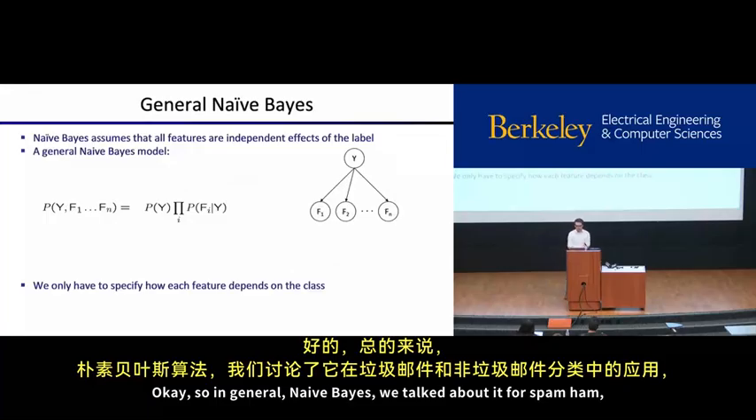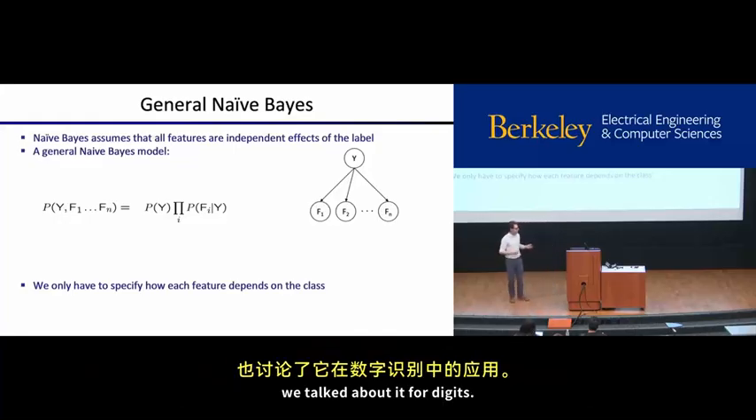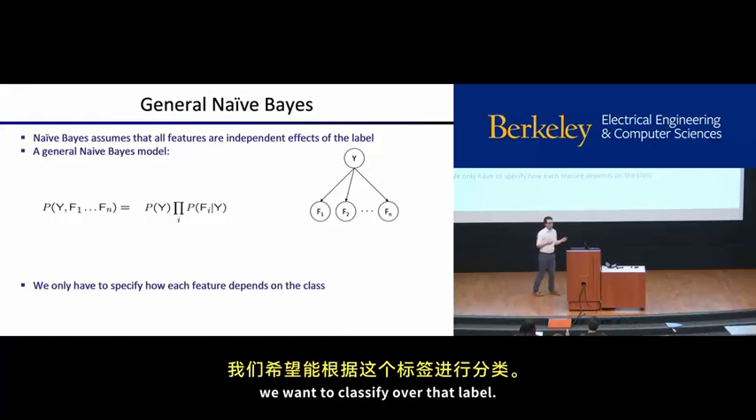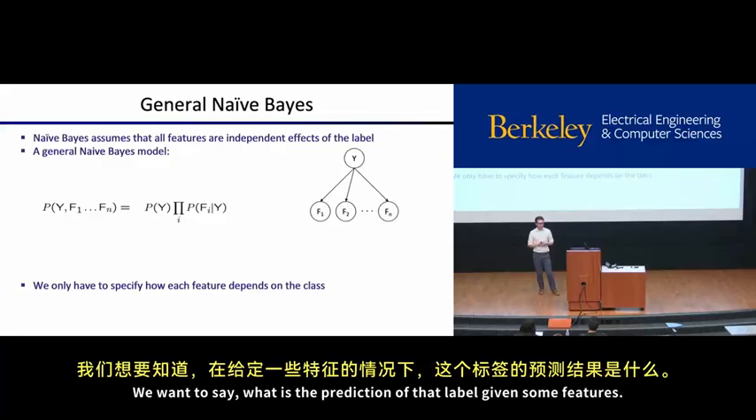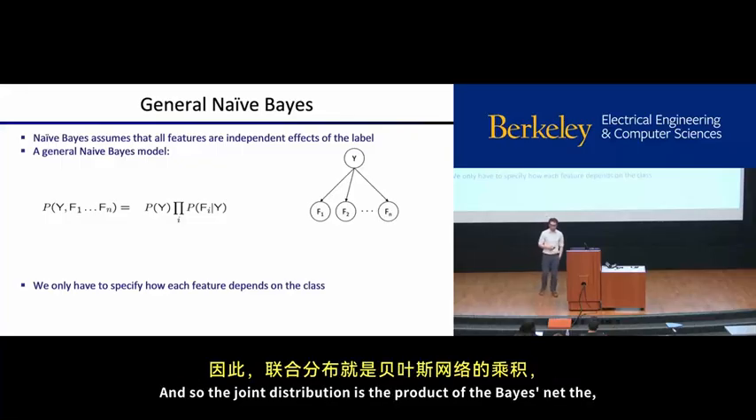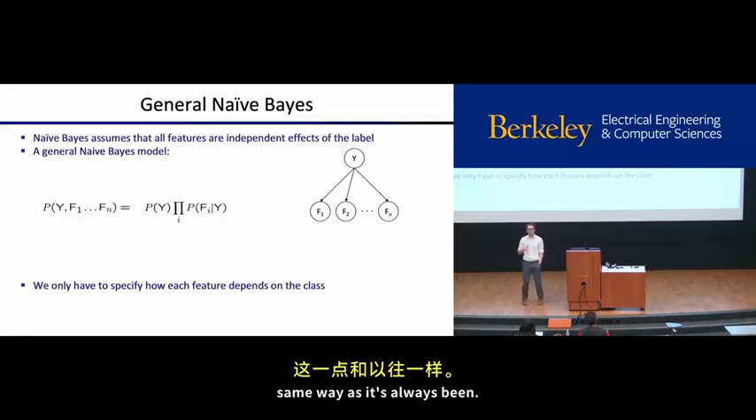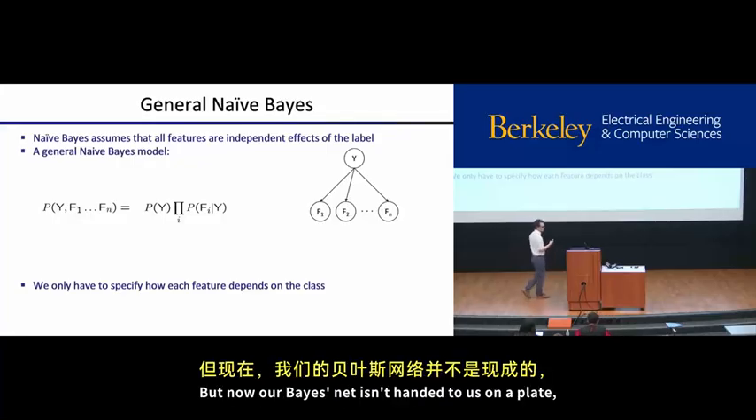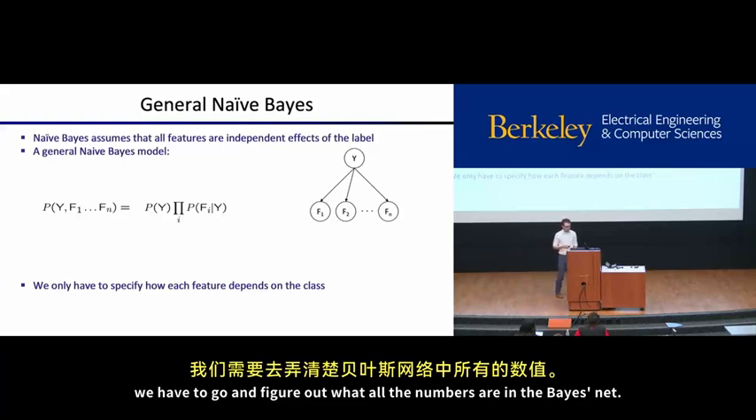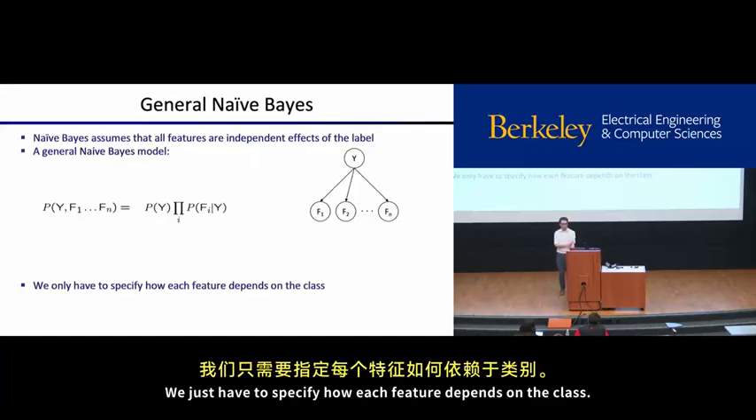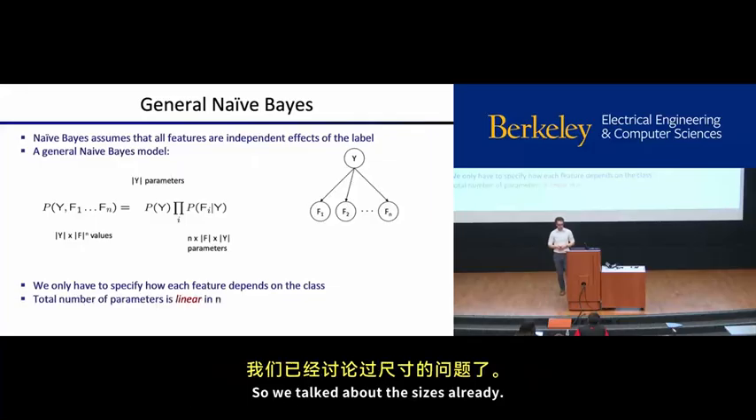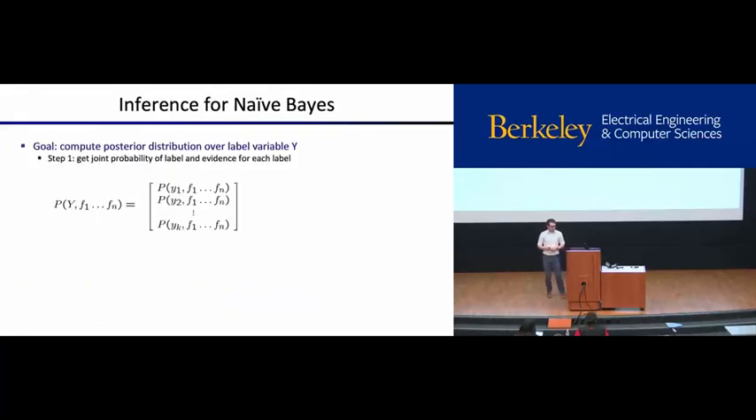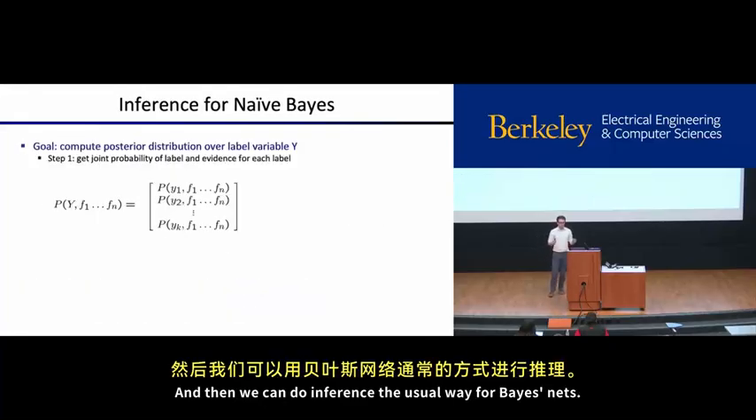Okay, so in general, naive Bayes, we talked about it for spam ham, we talked about it for digits. In general, the idea is we're going to have some label, and we want to classify over that label. We want to say, what is the prediction of that label given some features? And so the joint distribution is the product of the Bayes net the same way as it's always been, but now our Bayes net isn't handed to us on a plate. We have to figure out what all the numbers are in the Bayes net. We just have to specify how each feature depends on the class. Okay, so we talked about the sizes already. And then we can do inference the usual way for Bayes nets.